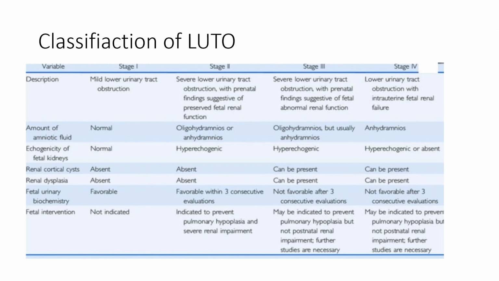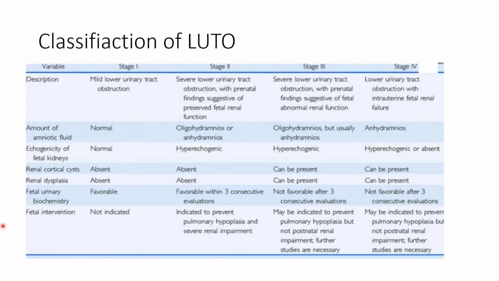This is the classification of lower urinary tract obstruction. Stage 1 is mild urinary tract obstruction with only dilatation of the urinary bladder. Stage 2 is severe lower urinary tract obstruction with prenatal findings suggestive of preserved renal function. Third is severe lower urinary tract obstruction with prenatal findings suggestive of abnormal renal outcome. Fourth is lower urinary tract obstruction with intrauterine fetal renal failure. Mainly the amount of amniotic fluid, echogenicity of the fetal kidneys, renal cortical cyst, renal dysplasias, and fetal urinary biochemistry are the criteria to classify under stage 1, 2, 3, and 4.